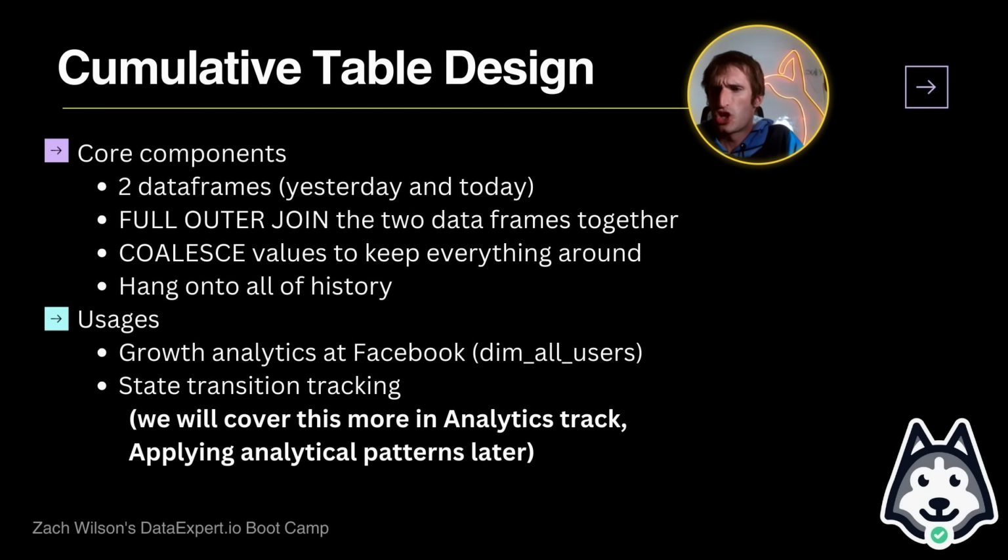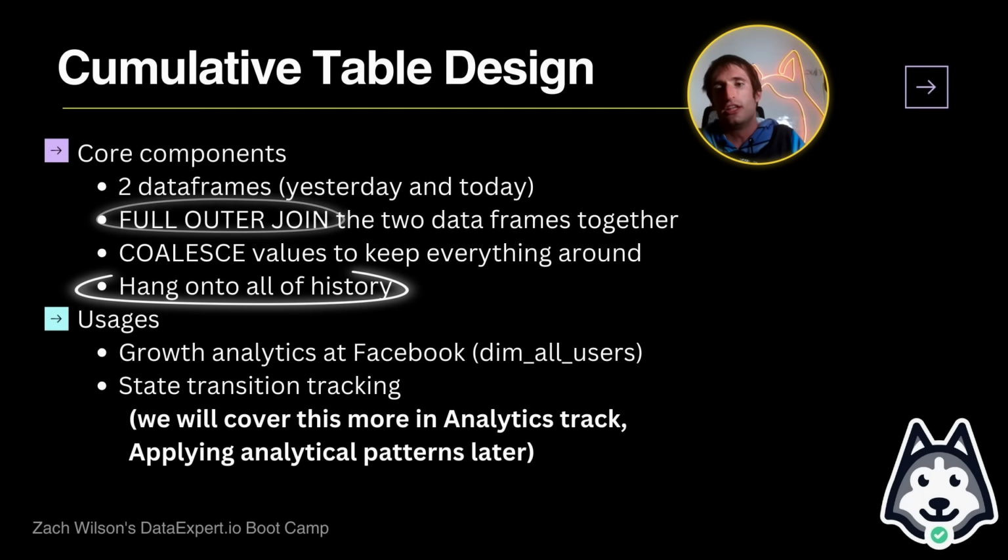So then you have essentially all of your users' data, excluding users who ask to be deleted or any privacy things, right? That's where you want to be careful with cumulative table design: you do want to filter out the users who literally ask to be deleted. But the idea here is you have two data frames. You have the cumulative table from yesterday and the snapshot from today, and you marry those data sets with a full outer join. Because then that will give you any new users or any users that were deleted because they're not in today's snapshot, but they were in yesterday's snapshot. So that full outer join will get you all the users. And then you hang on to all of history.